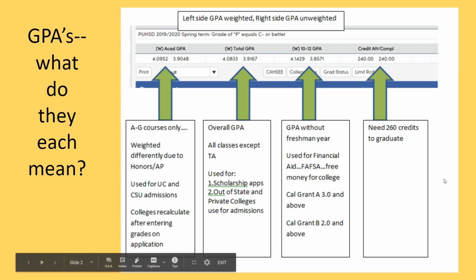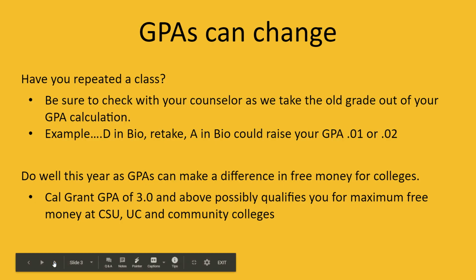Finally, on that transcript, you'll see on the far right the credits needed for graduation. Hopefully everyone is at 240 out of 240 and only has 20 credits left. Next, you can raise your GPA. You can impact your GPA this year.